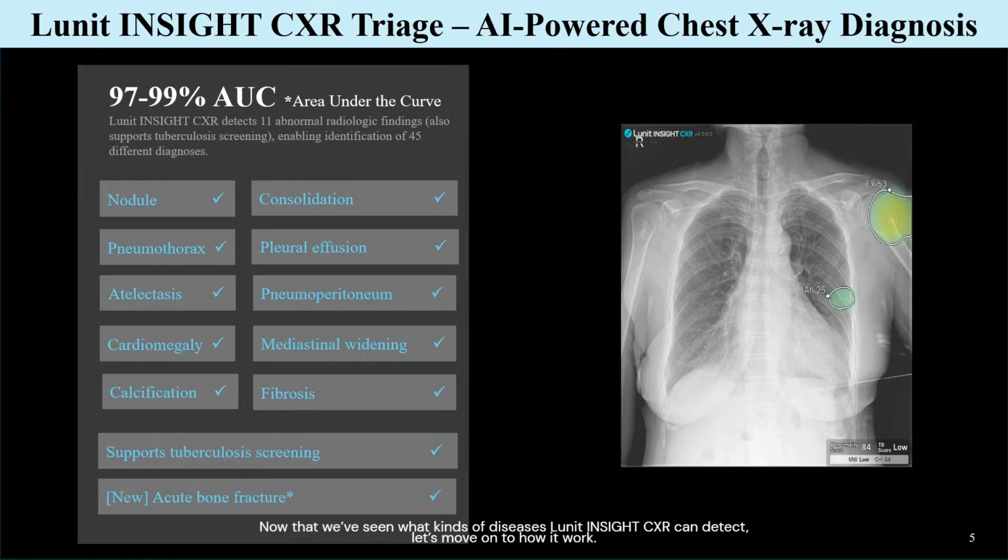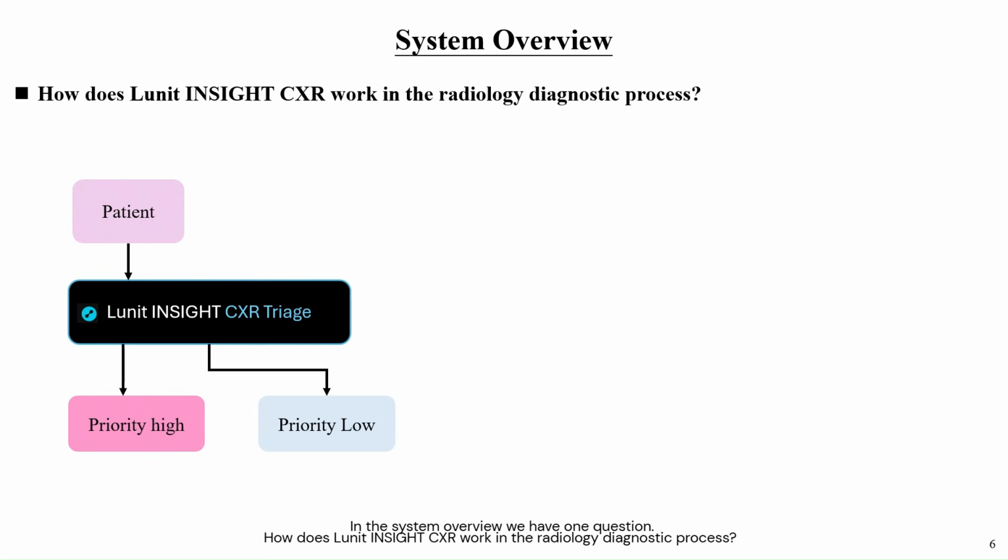In the system overview, we have one question: how does the Lunit INSIGHT CXR work in the radiology diagnostic process? The first step is the patient. When a patient arrives and a chest X-ray image is taken, it is automatically analyzed by the Lunit AI software.